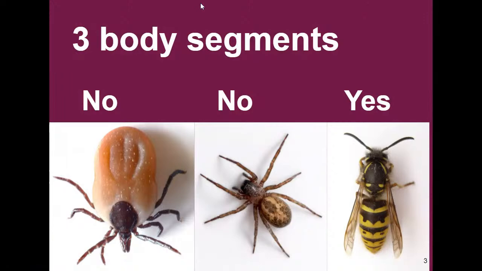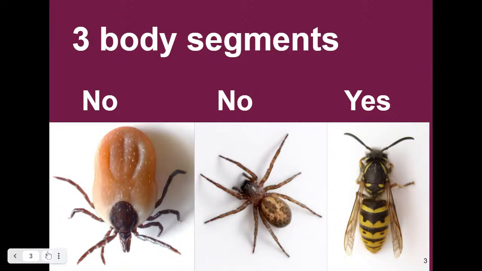Okay, and you're looking at body parts too. So if it has one big blob of a body, it has too many legs also. This is a tick, not an insect. If it has just two main body segments and eight legs, no, not an insect. Spider. Okay, it's not always terribly clear, but there is a distinct division between the head and the thorax. It's got a head, it's got a thorax, it's got an abdomen. Yes, you're looking at an insect.